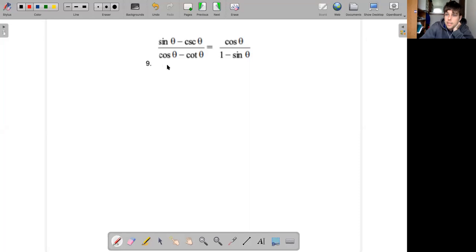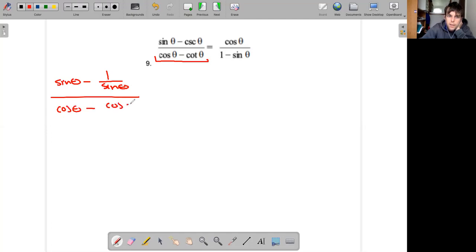So to me, the left-hand side seems to be the more complicated one. There's more trig functions, more going on in this fraction, so we're going to try to simplify this one as much as we can. The first step that I'm going to take is to write everything in terms of sine and cosine. So I end up with sine theta minus 1 over sine theta divided by cosine theta minus cosine theta divided by sine.